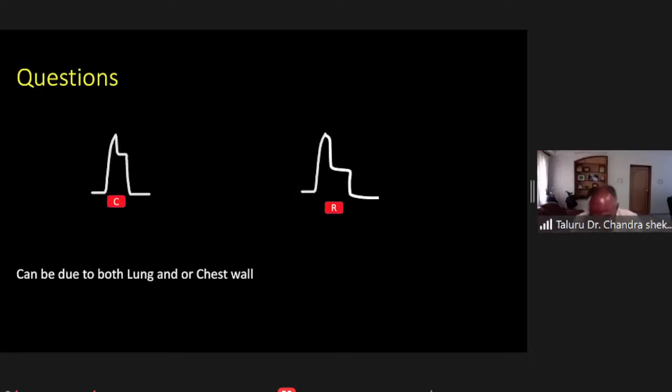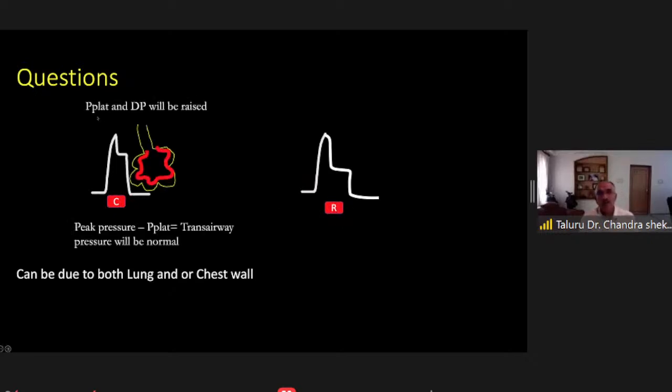Which is the resistance issue and which is the compliance issue? See, this is the PIP, this is the plateau. Is the trans airway pressure bigger here or bigger here? Which is the compliance issue? This is the resistance issue. It's very easy to make out.